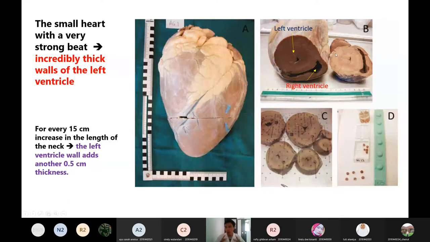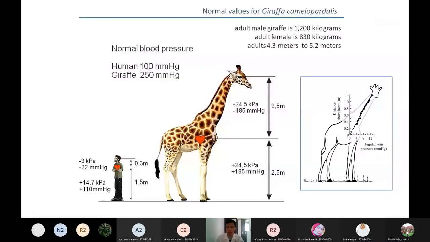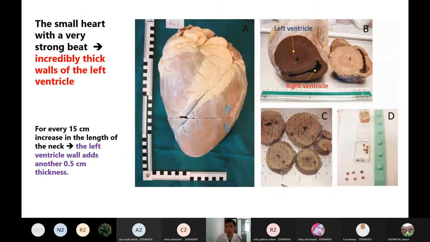So in order to generate a strong force to pump the blood from this location into the brain, the heart of the giraffe adapted by modifying the thickness of its walls. The walls of the left ventricle become very, very thick, composed of muscles, of course, and they generate very strong pumping, and therefore very strong blood pressure, and eventually the blood can reach the brain.